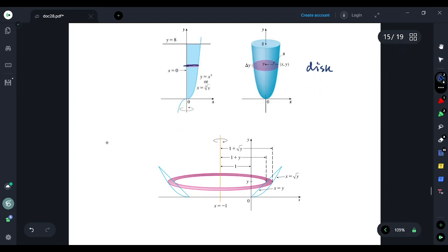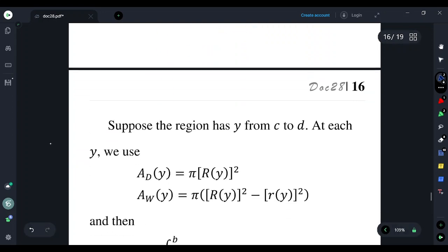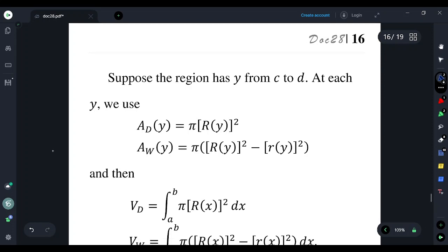But in the other figure, the region is the blue region here, and the rotation axis is x equal to -1, which is parallel to the y-axis. When you rotate, you can see that it is a washer. There is a smaller radius for the washer and a larger radius for the washer. Yeah, so our technique will be the same.